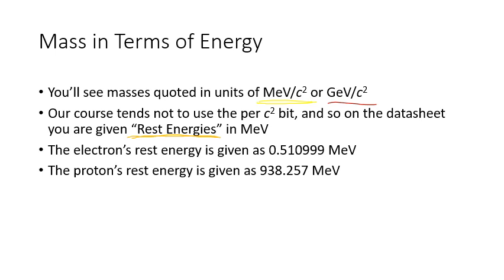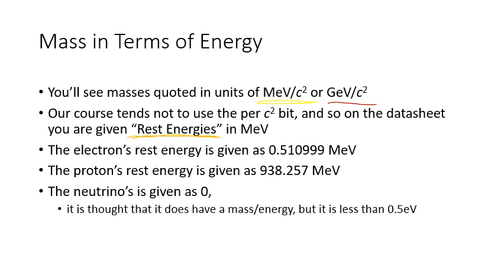The rest energy of the proton, 938 MeV. Rest energy of the neutrino is given in your data sheet as 0. Physicists today do believe it's got a value, it's just that value is tiny. Less than half an eV, sorry. So the electron, half an MeV, the neutrino, half an eV. So less than a millionth of the mass of an electron. So effectively 0, which is why your data sheet gives it as 0.